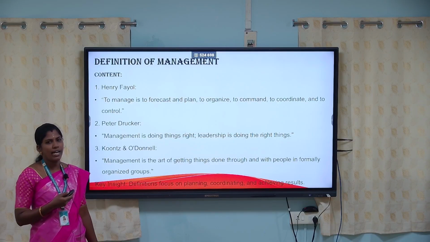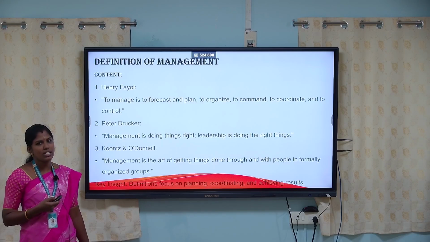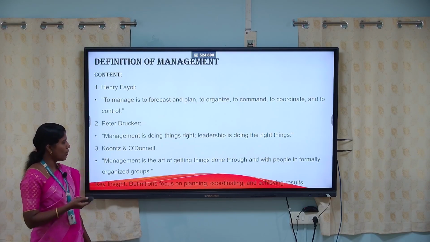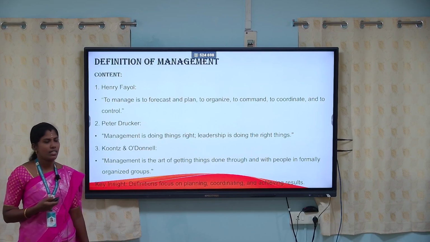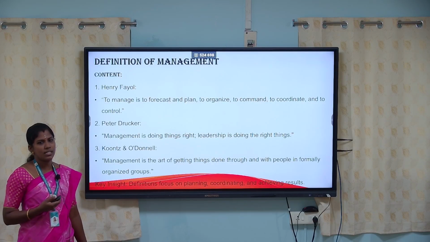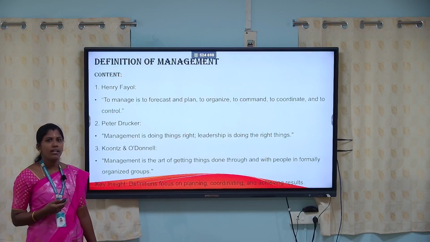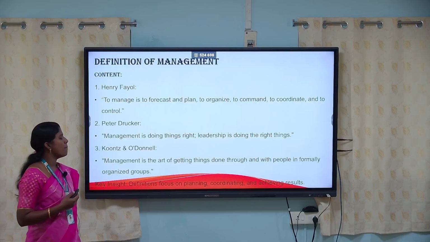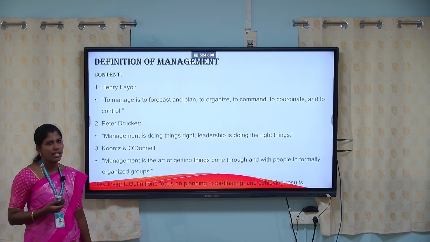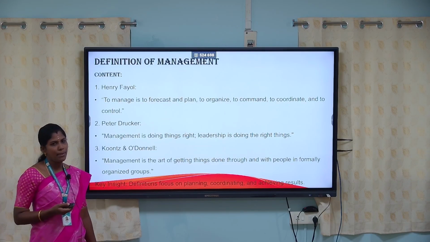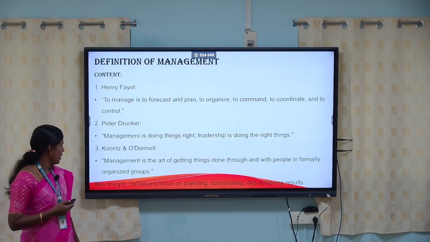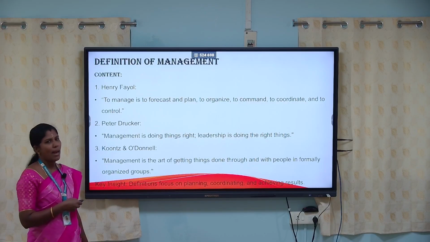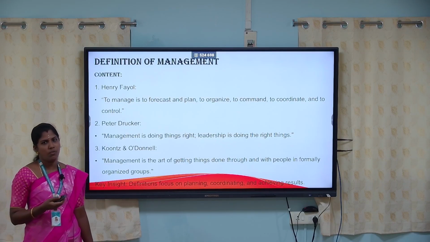Henry Fayol defined: to manage is to forecast and plan, to organize, to command, to coordinate and to control. Then the next one is Peter Drucker. Management is doing things right. Leadership is doing the right things. And the third definition is Koontz O'Donnell, who defined management as the art of getting things done with people in formally organized groups. Then the key insight in these above definitions focuses on planning, coordinating and achieving goals.